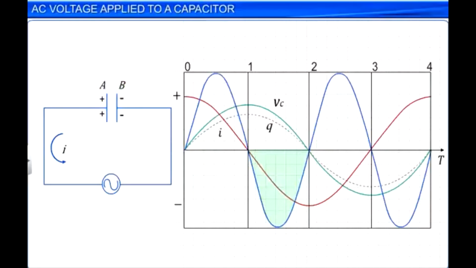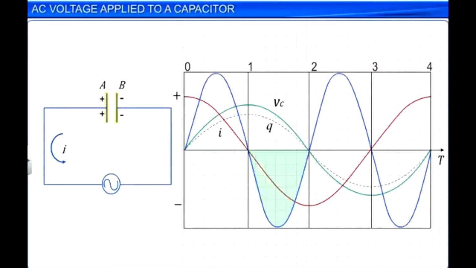Since the voltage is positive and the current is negative, power is negative. Negative power refers to discharge of the capacitor. Hence, energy previously absorbed by the capacitor is now being returned to the circuit. In short, the capacitor is discharging in this part of the cycle.